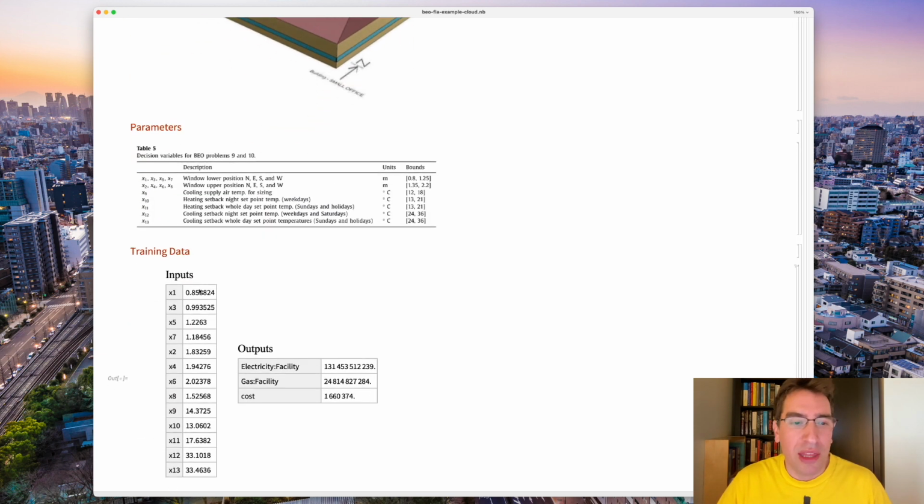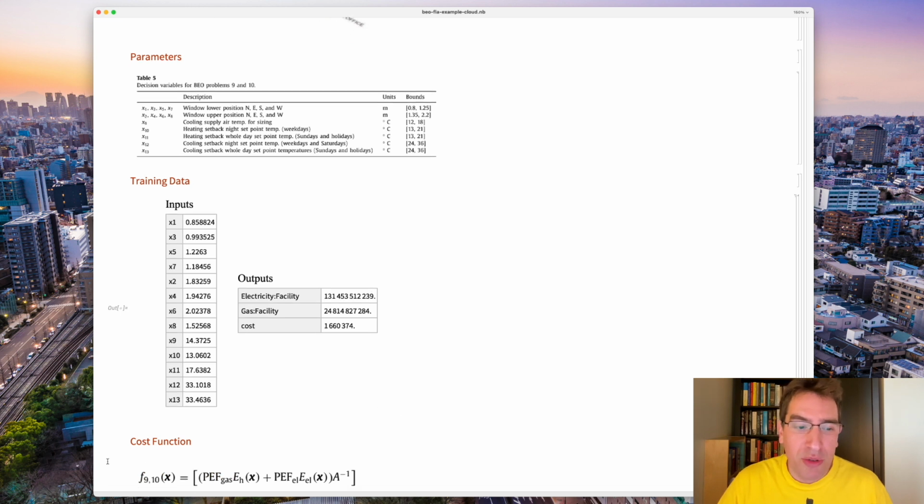You can see how the input parameters looked, and then you usually have a cost function there that turns, when you have the training data for the surrogate model, it has a many to one relationship.